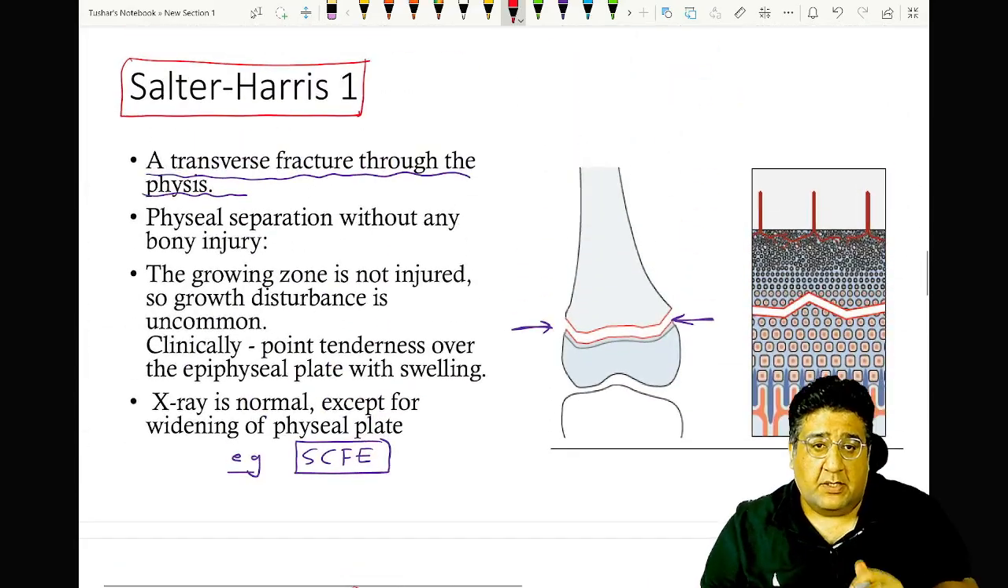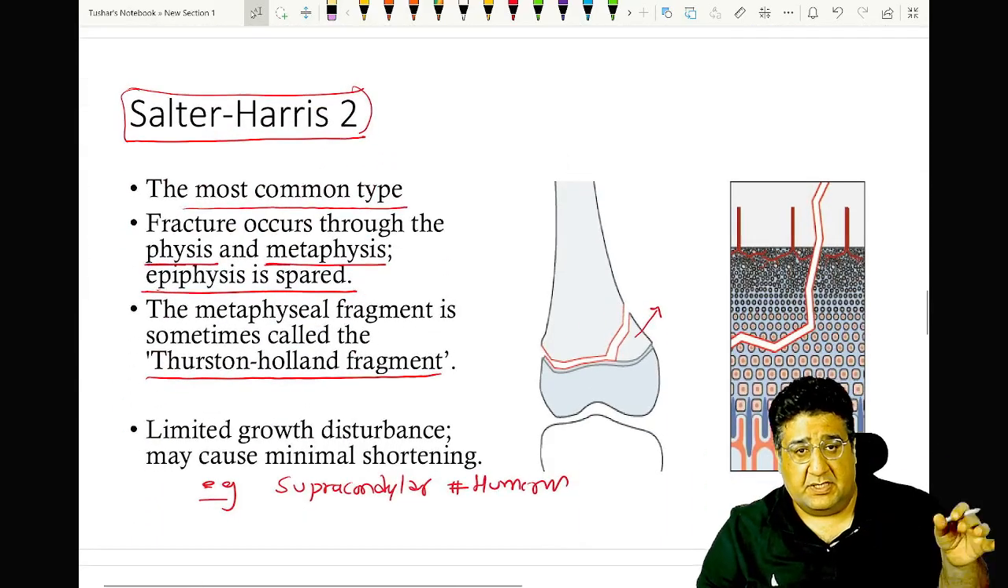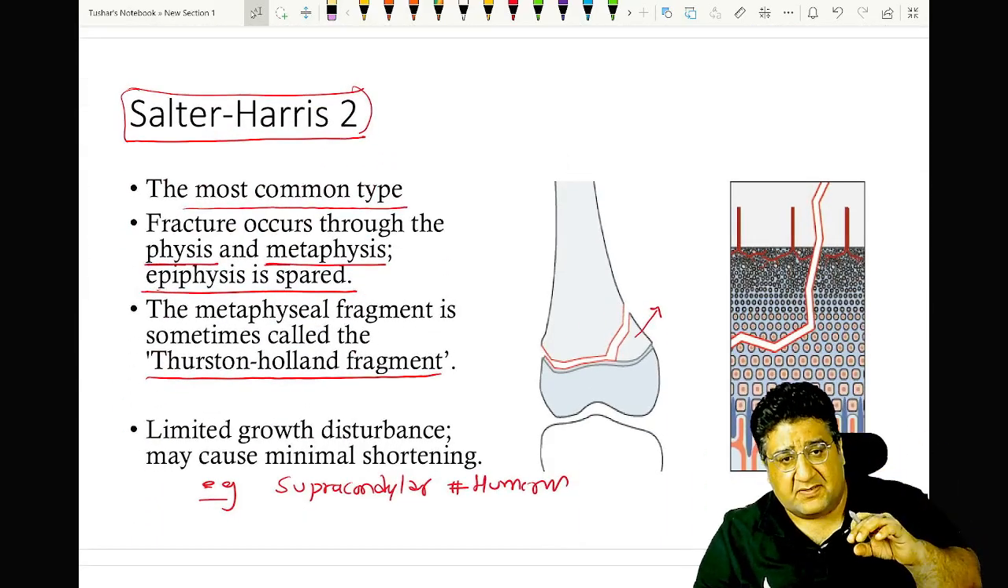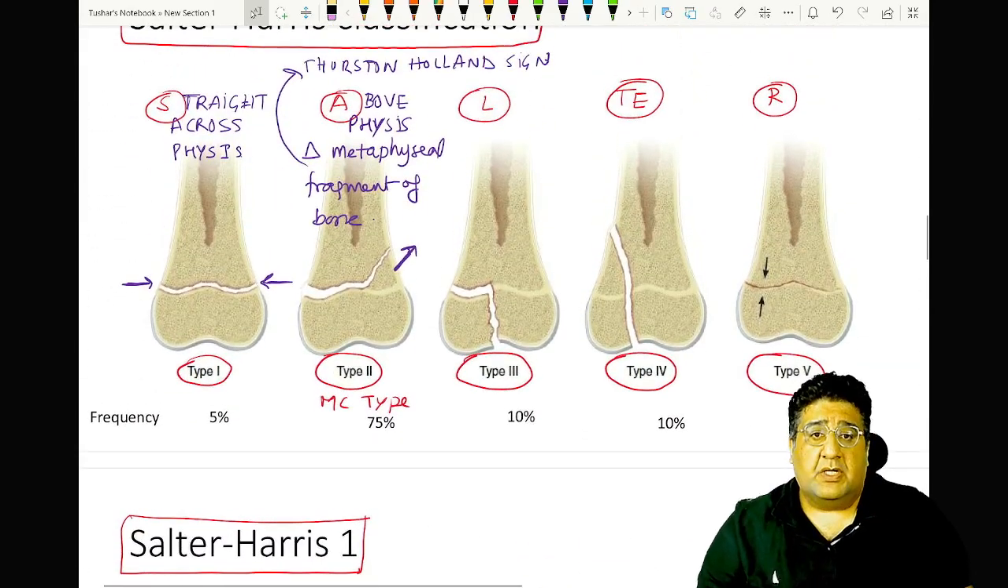I hope you get the concept right. So type 1 is just a transverse injury straight across the physis. Type 2 is an injury above the physis, including the physis but also including the metaphysis, and you have a triangular metaphyseal fragment of the bone. Salter-Harris type 3.